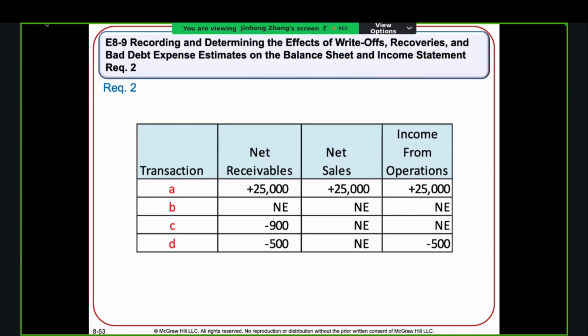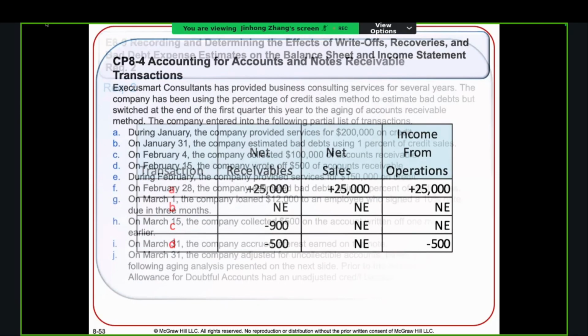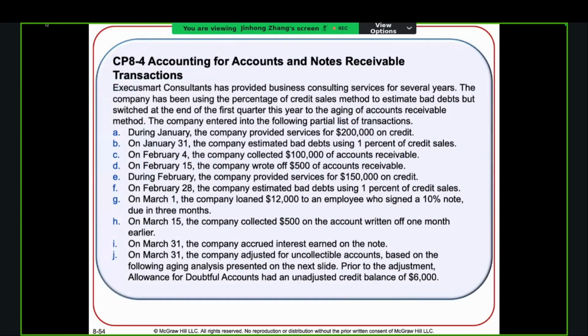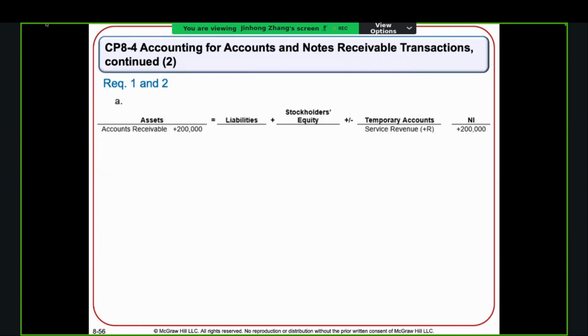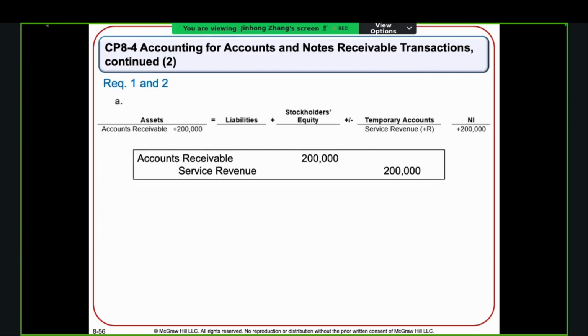Okay, so that's the impact on the receivable, sales, and the income from operations. So in this case, again, you have the number of days, and then you have the estimated percentage. That's how you calculate the receivable, the allowance.